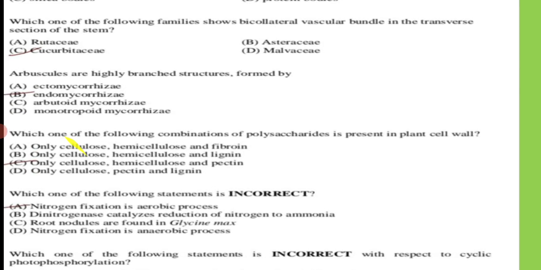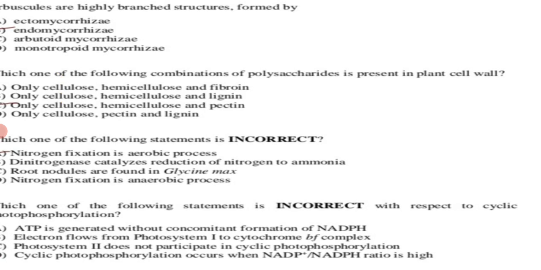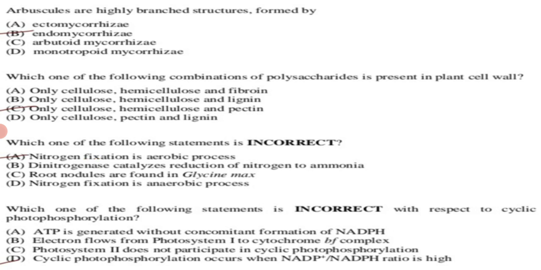Then next question: which of the following statements is incorrect? Option A says nitrogen fixation is an aerobic process, and this is incorrect because the enzyme nitrogenase works in the absence of O2. This nitrogen fixation is an anaerobic process. In option A, it is said that nitrogen fixation is an aerobic process, so it is an incorrect option.